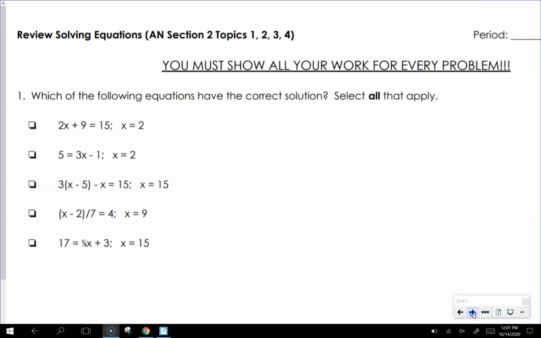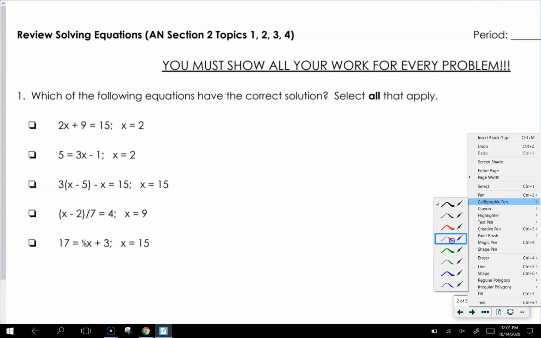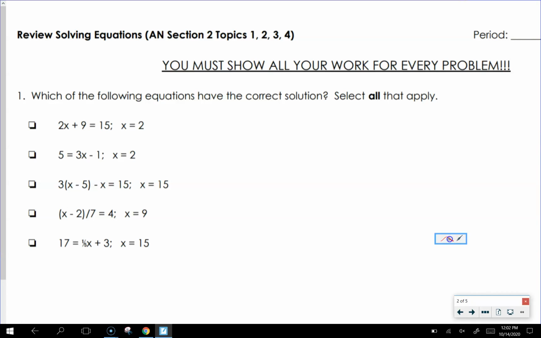So the very first one says 2x plus 9 equals 15. They claim this is true when x equals 2. Right? Tyler, you're saying not true. How come? Because if you times 2, it's 4 plus 9, that's 13. Good. So you actually plugged in the 2 for x. He said 2 times 2 gives you 4, and then 4 plus 9 is 13. That is not 15, right? That is not the same thing. Therefore, that is not a true statement.